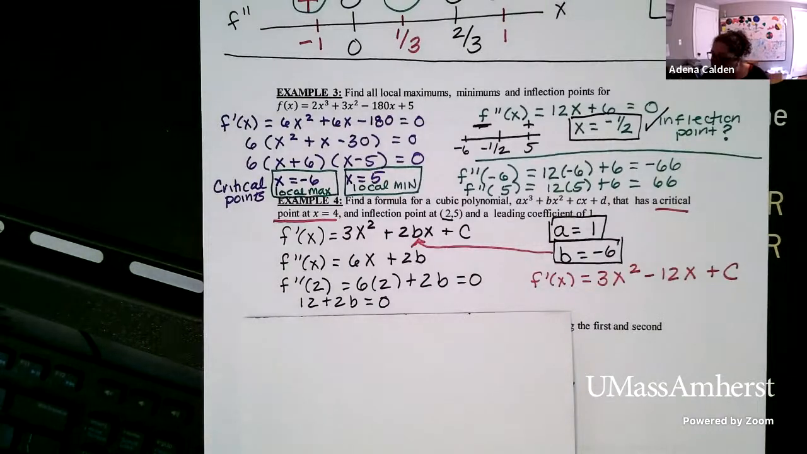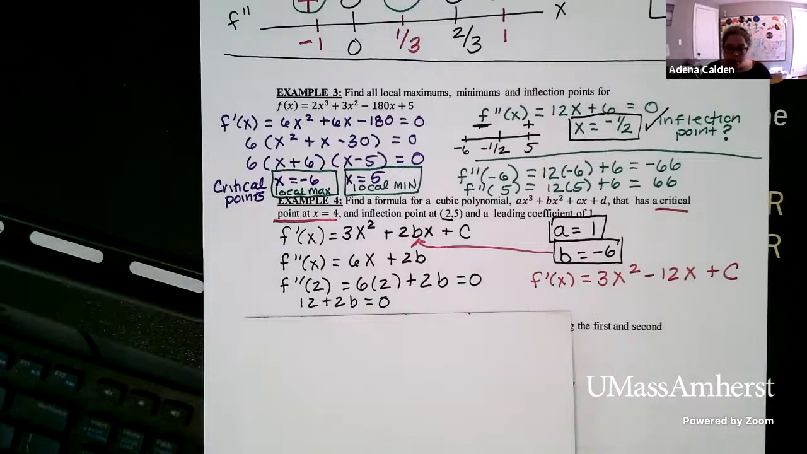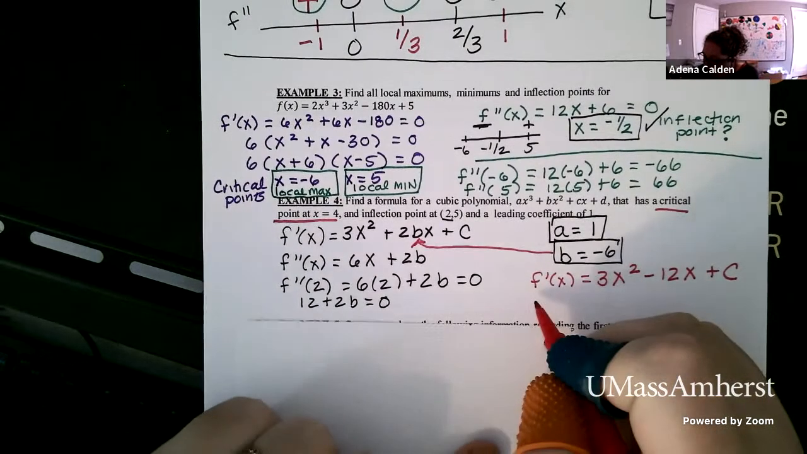And so what this means is that if I were to plug a 4 into the first derivative, it should equal 0. Because remember, critical points are where the first derivative equals 0. So if we have a critical point at x equals 4, that means if we plug in a 4, the first derivative should equal 0.